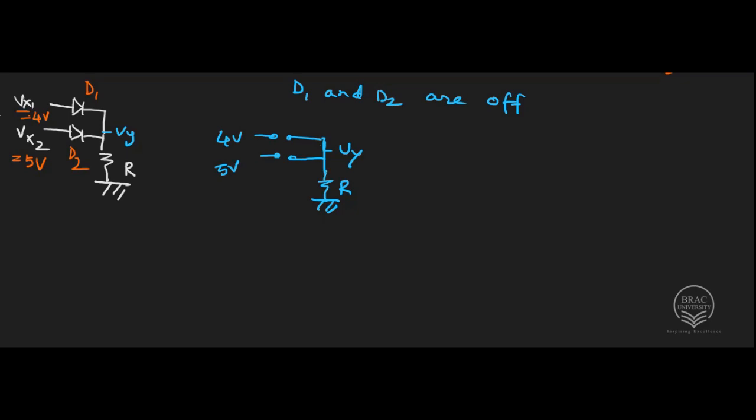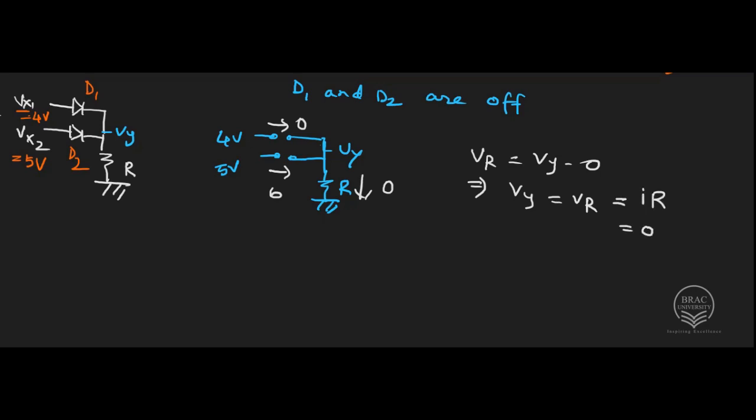If both are off, then the current across this resistor will be 0, this diode will be 0, this will be 0. So the current across the resistor will also be 0. As VR is equal to Vy minus 0, so Vy is equal to VR, that is I times R, as I is 0. So the voltage of Y will also be 0. Now if Vy has a voltage equal to 0, I can write Vy equal to 0 volt here.